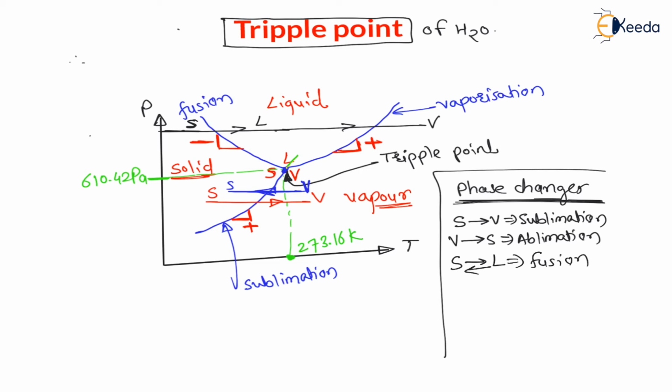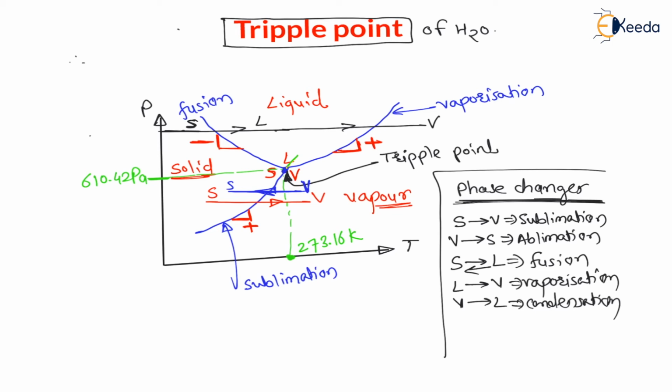This is the fusion, right? Conversion of solid into liquid or liquid into solid is called fusion, right? And conversion of liquid into vapor or vapor into liquid is called vaporization, right? That is, liquid into vapor is vaporization and vapor into liquid is called condensation. This phase change is called condensation, right? The meaning is the same, vaporization and condensation. But in case of vaporization heat is supplied, in case of condensation heat is removed.